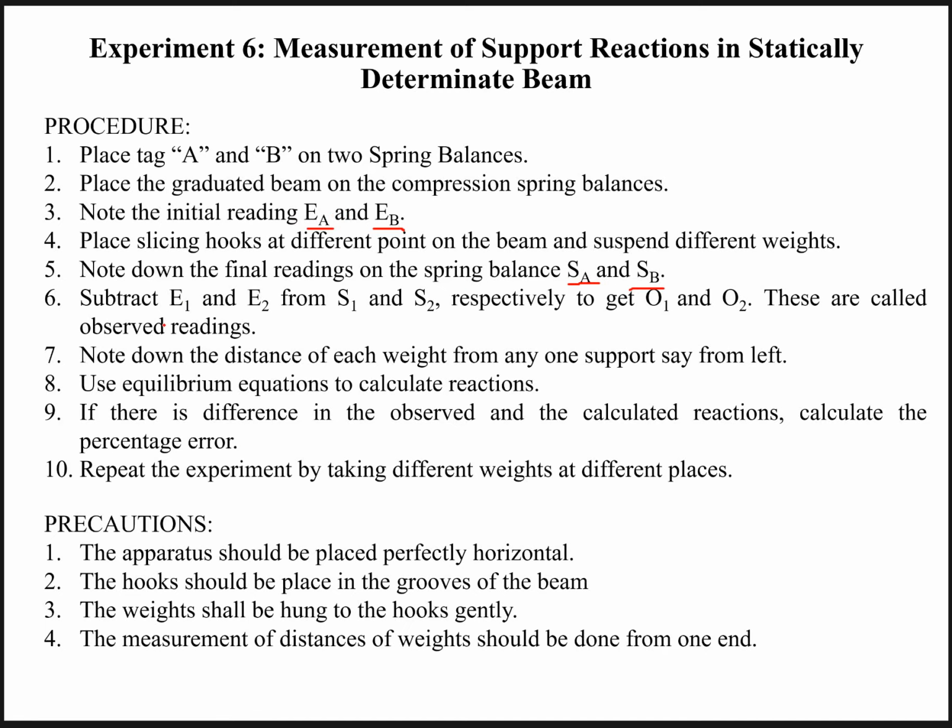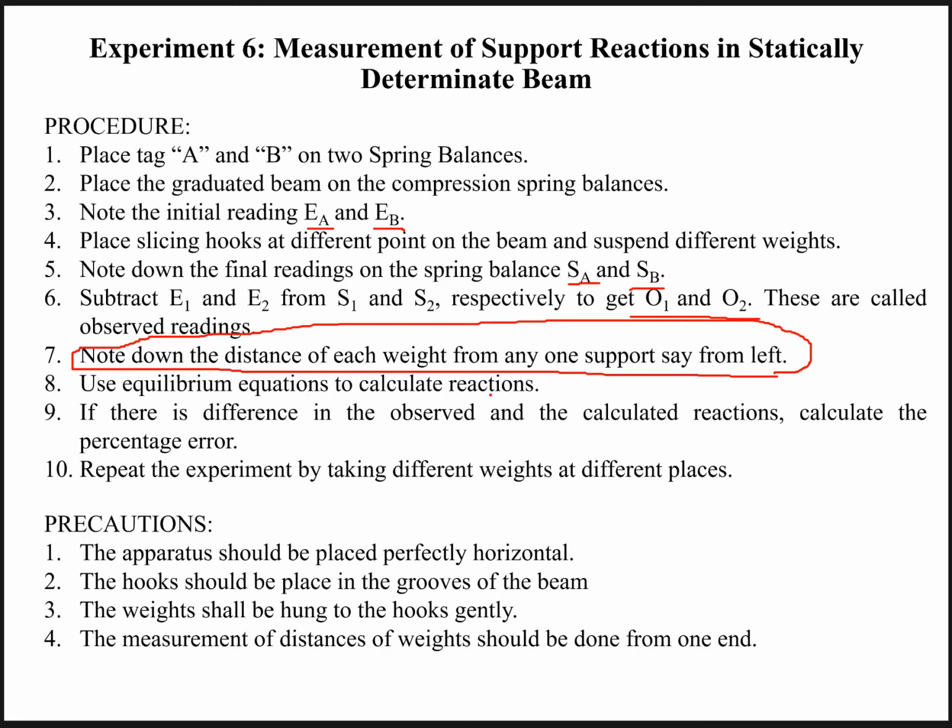Then you have to subtract the final readings from the initial readings and get OA and OB, which will be your observed readings. And then point number 7 says that you have to note down the distance of each weight from any one of the supports, say from left. This means you have to find the relative distance of each weight from any of the supports. In this case, I am considering support A. So I'll be taking every distance with respect to support A.